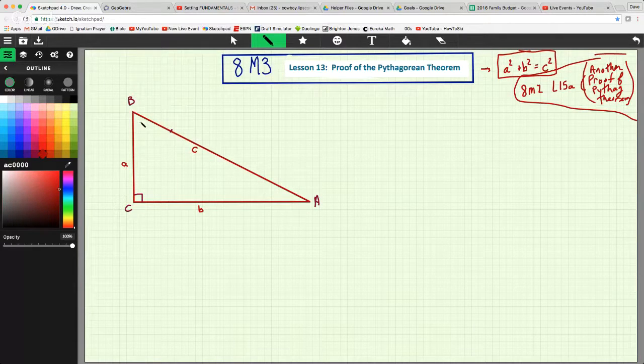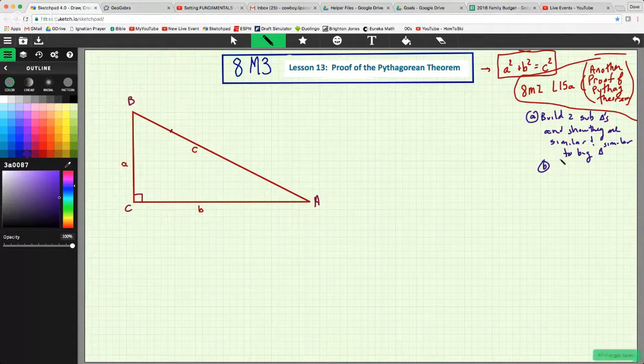Now, the interesting thing, we're going to do this in 3 steps. The first step, step A, we're going to build 2 subtriangles and show they are similar, and similar to the big triangle. Step B says we're going to build some relationships between sides using our knowledge of similarity.